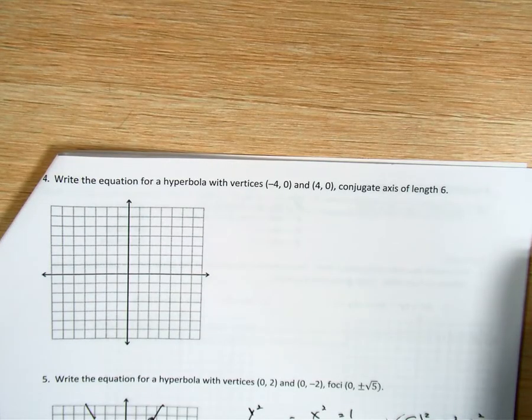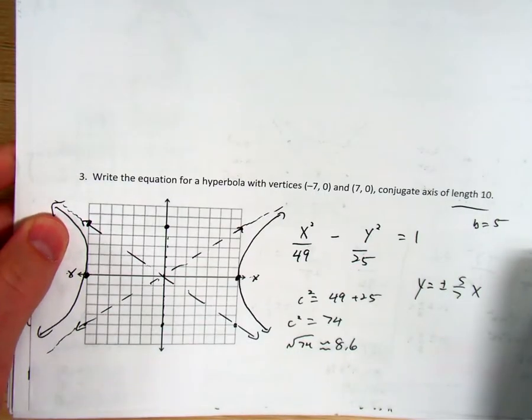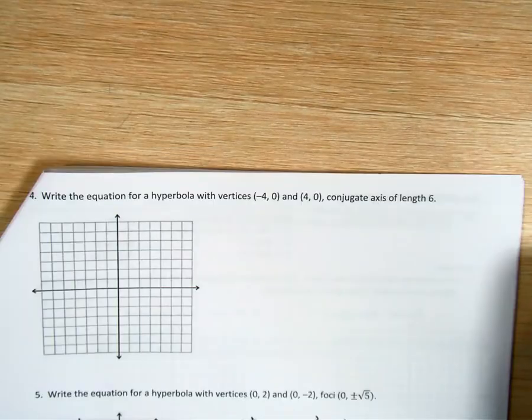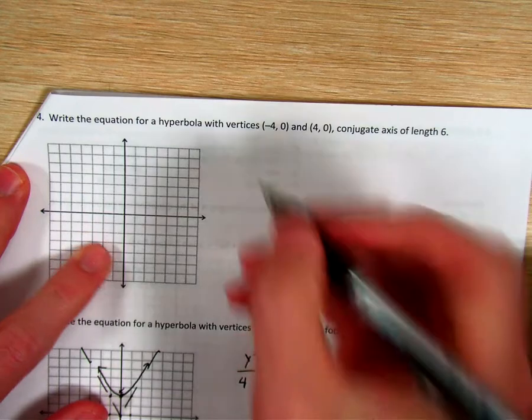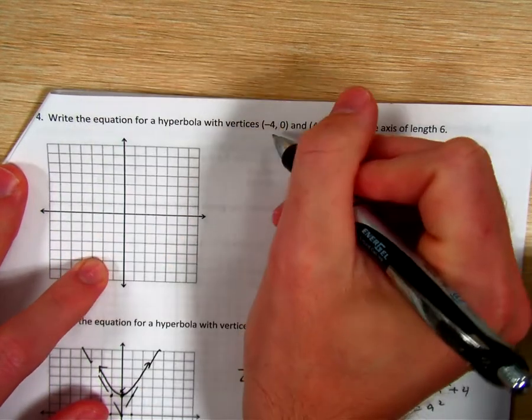Okay, let's have you try 4 on your own there. Go ahead and push pause. Okay, that's very similar to number 3, with the conjugate axis. Think about how that helped us out last time. So go ahead and hit pause and try that one on your own. Alright, welcome back.